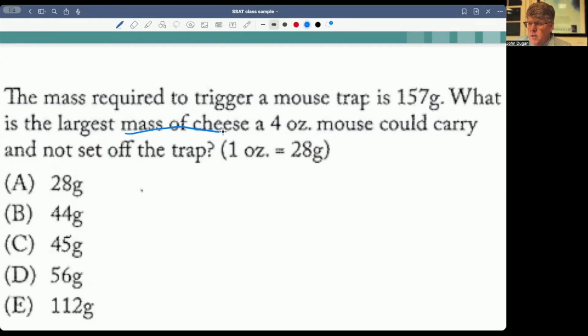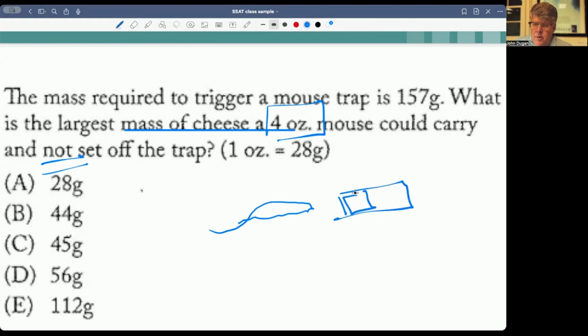What is the largest piece of cheese that a 4-ounce mouse could carry away from the mousetrap and not set off the mousetrap, right? And then they tell you that 1 ounce is 28 grams. So the first thing you want to do is convert a 4-ounce mouse to grams. So here's our little mouse, a 4-ounce mouse, and he's going up to the mousetrap. And we want to know the biggest piece of cheese we can put on the mousetrap and not kill the mouse, right?